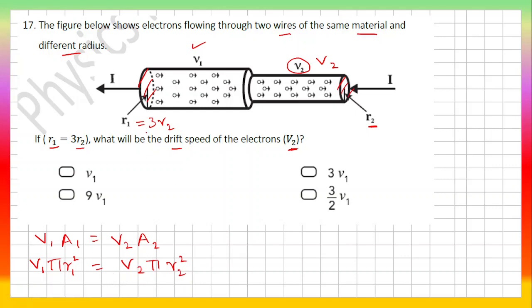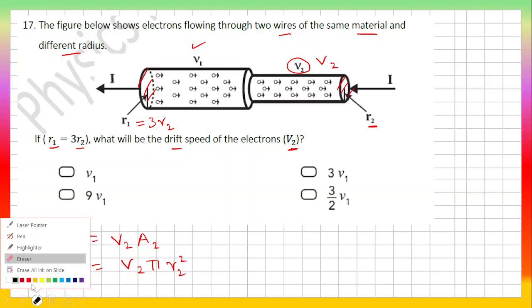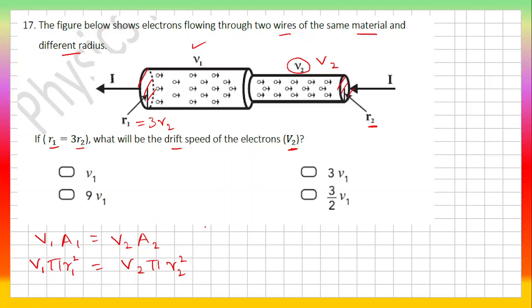But now we have been told something. R1 is equal to 3R2. So we are going to substitute where we have R1 with 3R2. So what do we have now? I'll have V1 pi. Where I have R1, I replace it with 3R2, and of course it's being squared, should be equal to V2 multiplied by pi R2 squared.